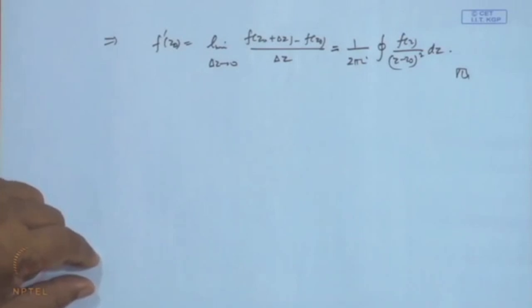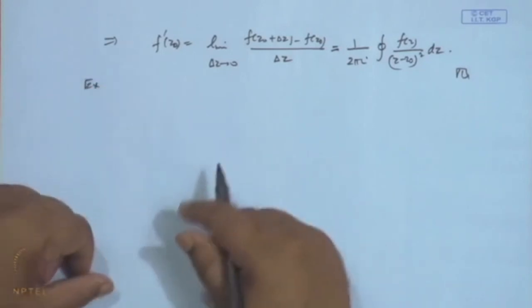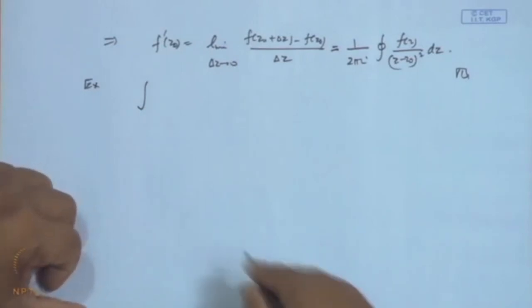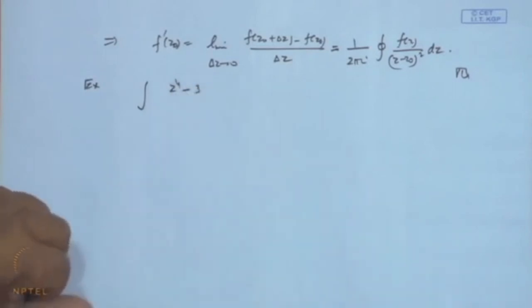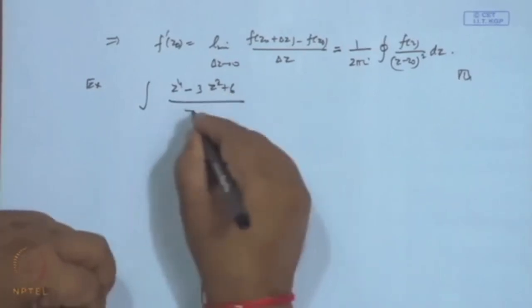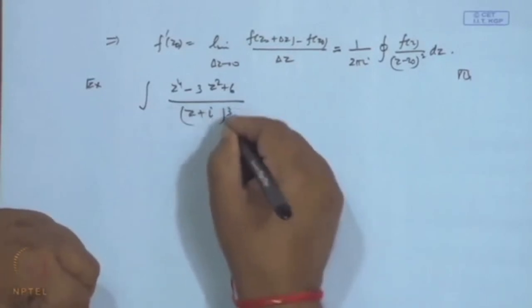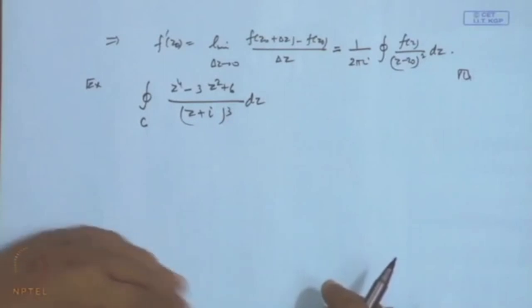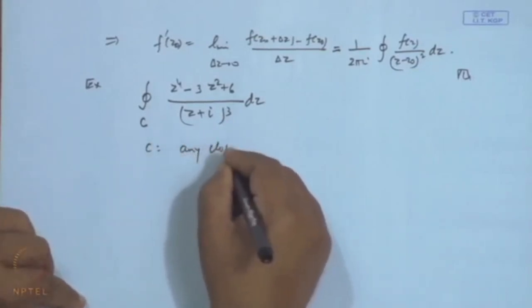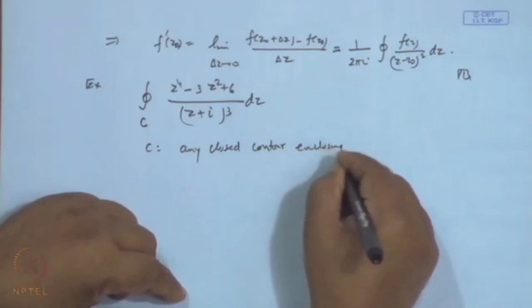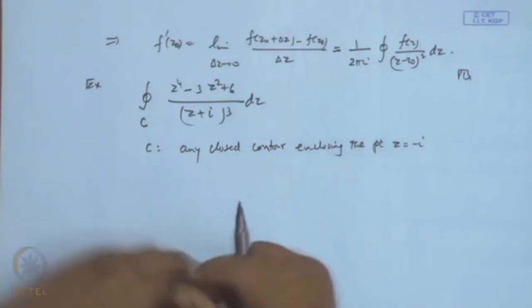Now the Cauchy integral formula, let us see a few examples. Suppose we have this integral: the integral of (z⁴ − 3z² + 6) divided by (z + i) whole cube dz along the path C, where C is any closed contour enclosing the point z = −i, counterclockwise.